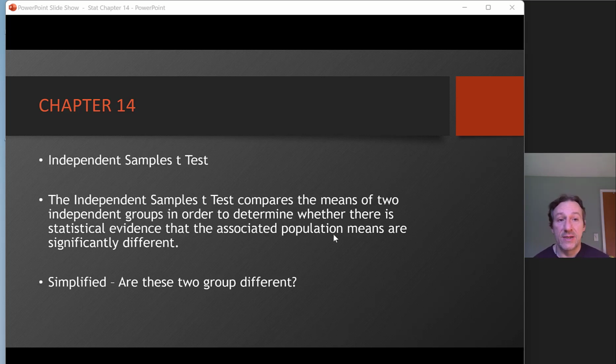Okay, and now with the independent samples t-test, again, we're going to be looking at two means. It compares the means of two independent groups to see if they are significantly different. The simplified version of that: are these two groups different?